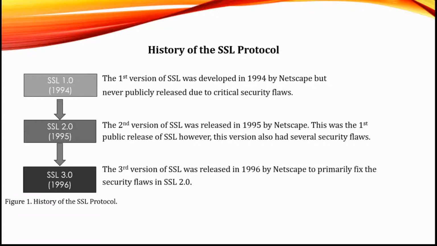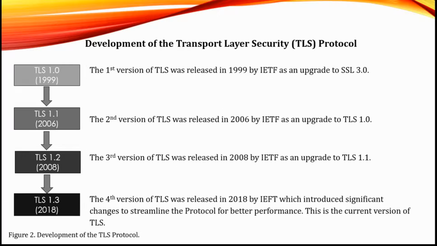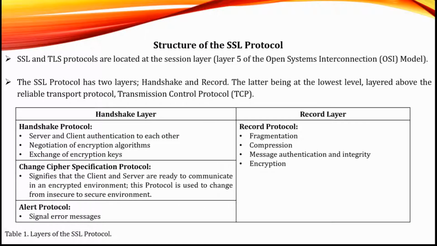This led the IETF to develop the Transport Layer Security protocol. TLS 1.0 was released in 1999 as an upgrade to SSL 3.0. TLS 1.1 was released in 2006 as an upgrade to TLS 1.0. TLS 1.2 was released in 2008 as an upgrade to TLS 1.1. TLS 1.3, which is the current version of TLS, was released in 2018 and it introduced significant changes to streamline the protocol for better performance.